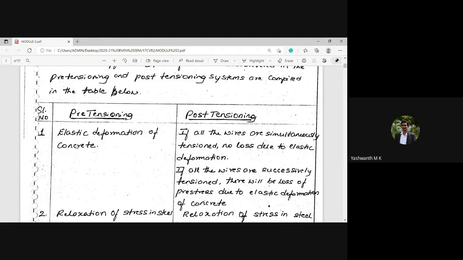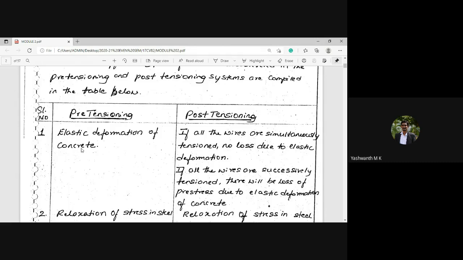Coming to the first loss in the pre-tensioning system, the first loss that is going to occur, that will reduce the pre-stress, is elastic deformation of concrete. As we know, two materials come into the picture that will make the initial pre-stress get reduced, concrete and steel. Whatever initial pre-stress I induce through the cable will undergo gradual loss as time elapses.